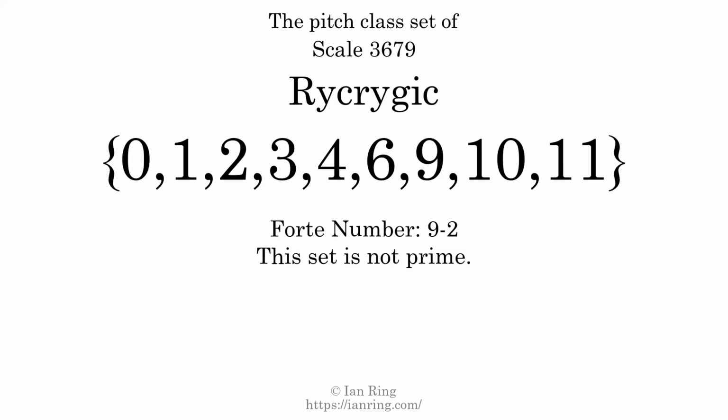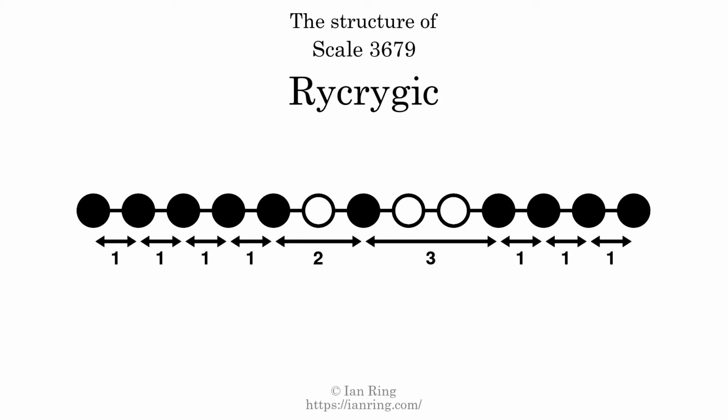The pitch class set for this scale is 0, 1, 2, 3, 4, 6, 9, 10, 11. The forte class is 9-2. This set is not prime. The structure of a scale is a description of the interval distance between each successive tone. This scale has a structure of 1 1 1 1 2 3 1 1 1.